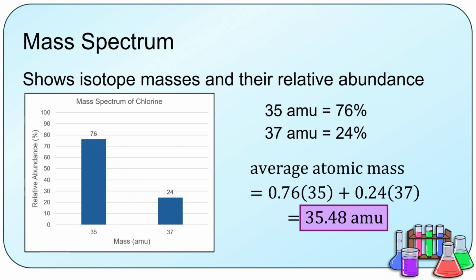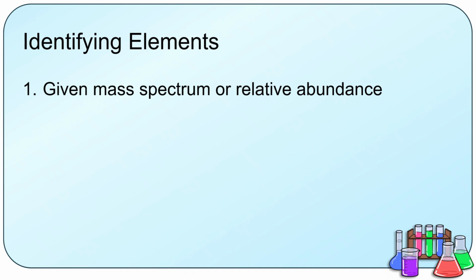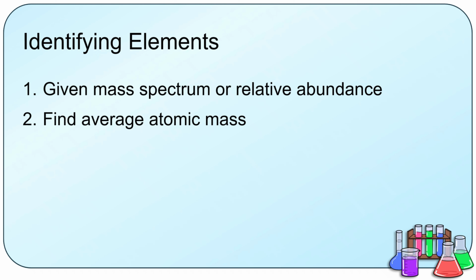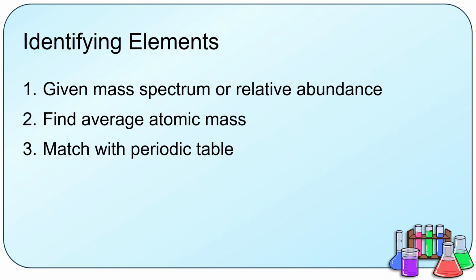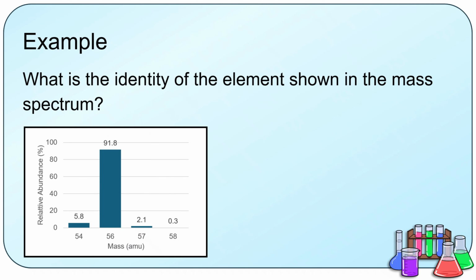You can apply the skills you're learning in this video to identify unknown elements. First, you have to be given a mass spectrum, or the relative abundance of different isotopes. Then you find the average atomic mass. Finally, match that mass with the periodic table and you'll know which element you have. Let's look at an example. What is the identity of the element shown in the mass spectrum?